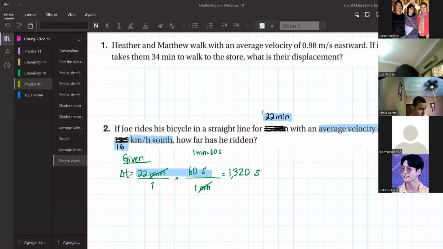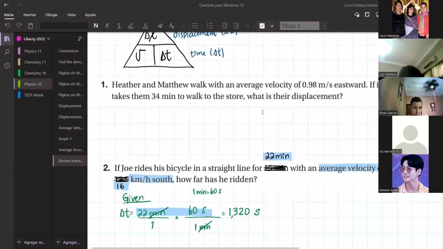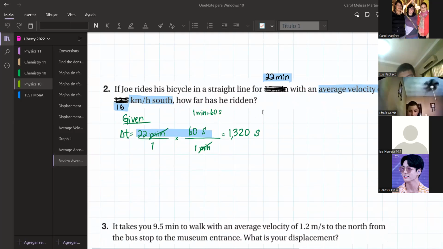So as I told you the other day in class, you have to recognize those values that you have to convert. For example, in the first one, the one of Heather and Matthew, they are giving you time in minutes. So you also need to convert to seconds. Now, in the case of the velocity, they are giving you meters per second. So in this case, you don't need to convert. You can use this value. But the minutes, yes, you will have to convert them.